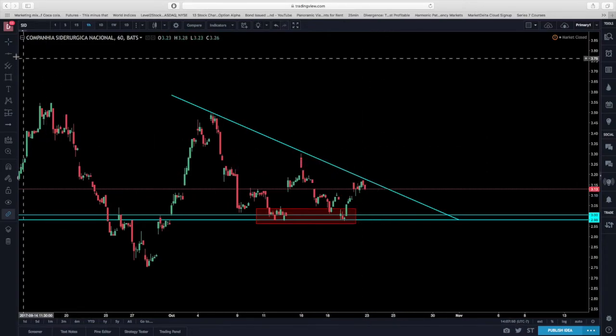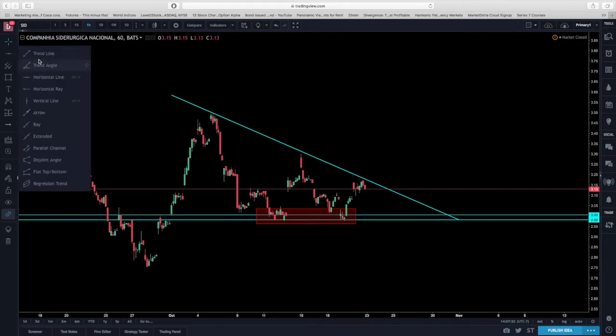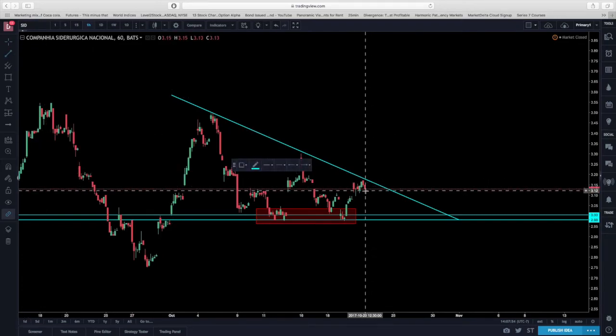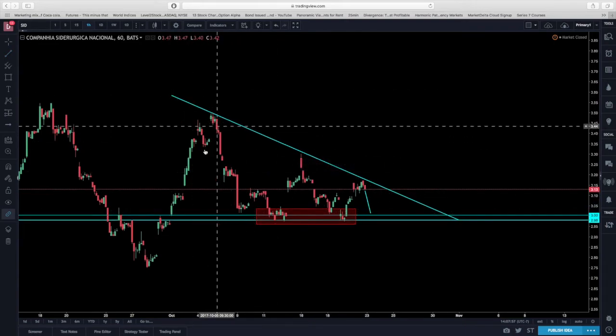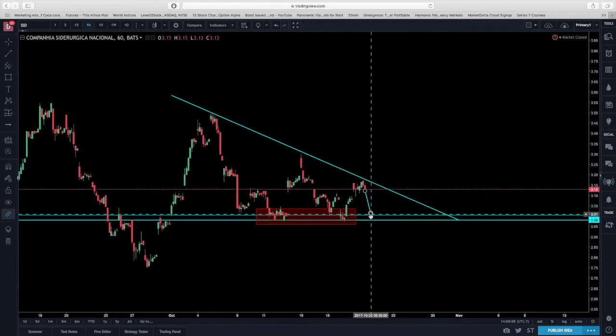But anyways, so what do we want to happen? That's what could happen, and that's okay. But what we want to happen is we want this to continue lower, right? We want it to bounce off the top of the trend line, and we want it to continue lower.